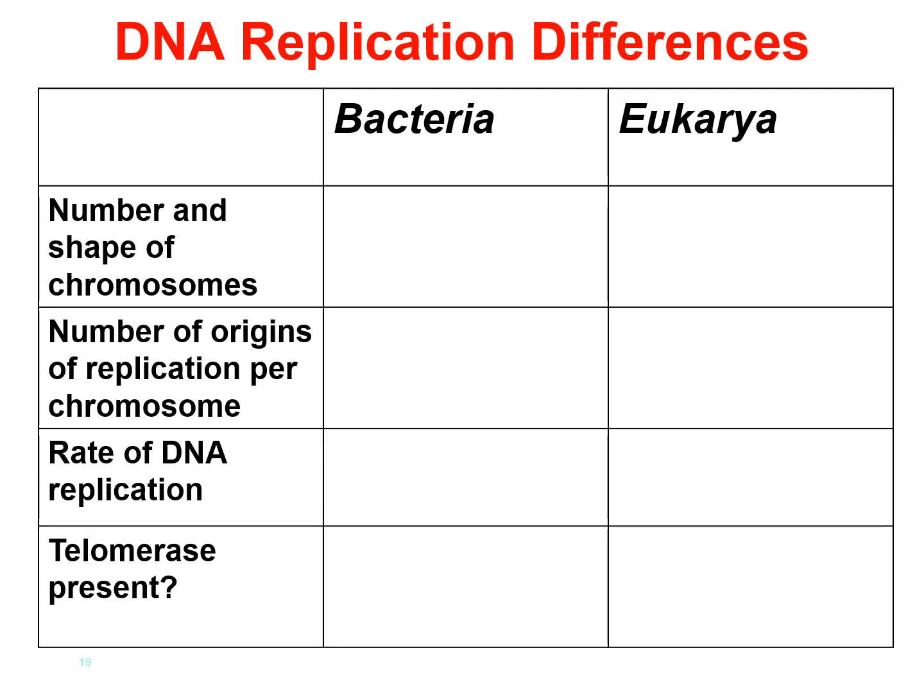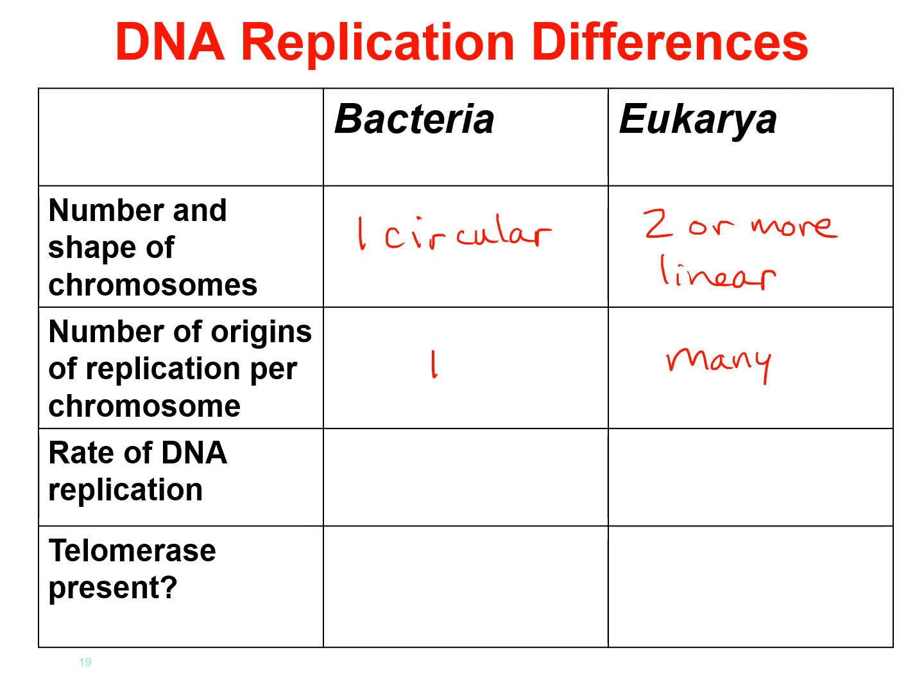Okay, so let's fill in this table. This would be good to study. So differences in DNA replication between bacteria and eukaryotes. For the number and shape of chromosomes, we have one circular chromosome in bacteria. And then the eukaryotes have 2 or more linear chromosomes. And for the number of origins of replication per chromosome, bacteria just have 1. And then eukaryotes will have many origins of replication on each chromosome.